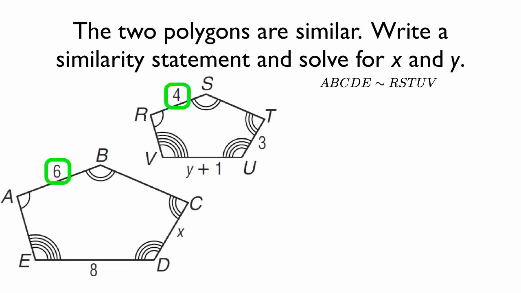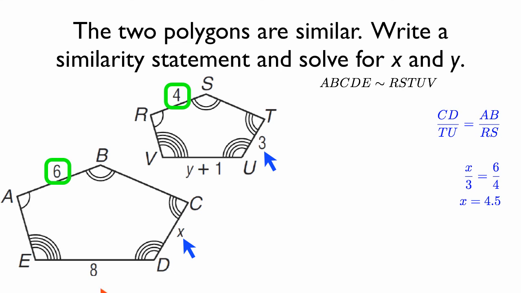Next, we have our known ratio, 6 and 4, and that is the key to unlocking the rest of the variables. That'll tell us what our scale factor is. So if I want to solve for x, CD, I see that corresponds with TU. And so CD over TU would equal AB over RS. Again, I've got my known ratio and my unknown ratio. That helps me solve for x.